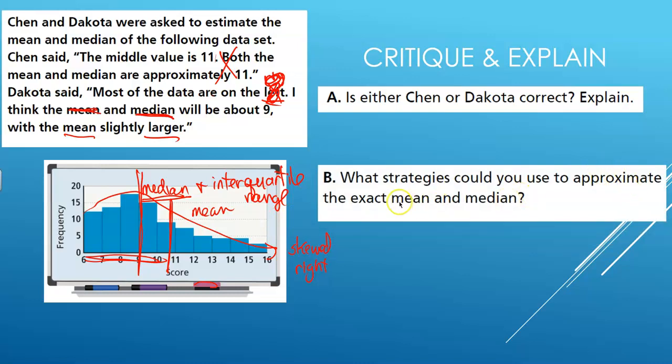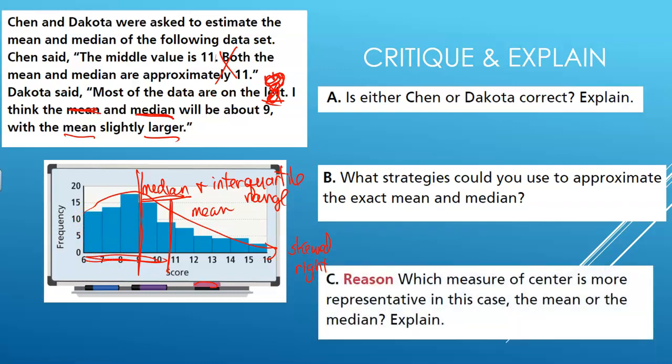Now, if you wanted to get the exact mean and median, you would have to put this data into your calculator. And that might be a little tricky from a histogram, but you could do it. And so which measure of center is more representative? This one you would use the median. Remember, the mean gets pulled away. So that kind of helped you go back and answer that.